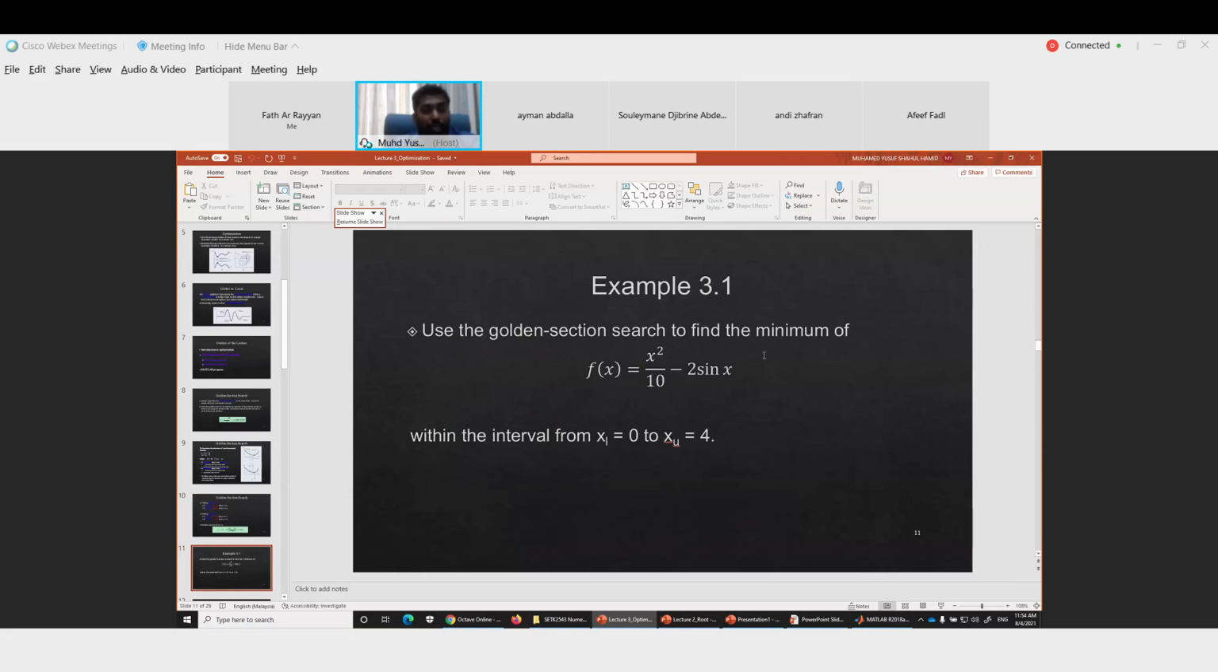Okay, let's do example 3.1 together. So, use the golden section search to find the minimum of x squared over 10 minus 2 sine x.